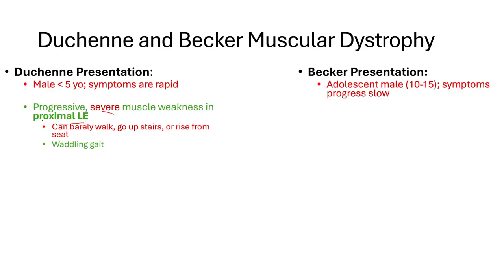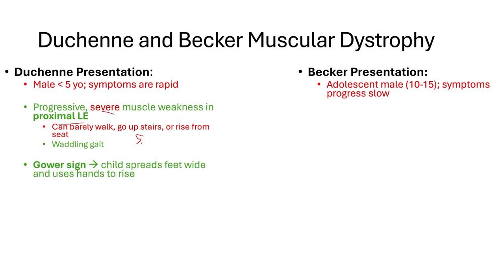This leads to individuals at a very young age, typically around 5, barely being able to walk, go upstairs, or even rise from a seat. This can also lead to waddling gait due to the inability to lead to contractions of the hamstrings and quadriceps. This leads to inability of taking steps forward. Thus, they need to swing their legs out wide in order to move.